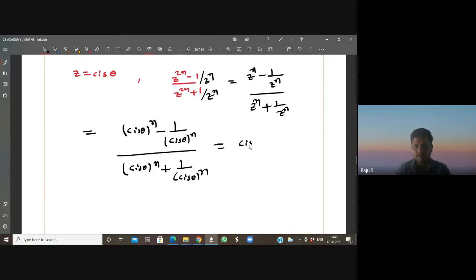Shall I write cis n theta minus cis minus n theta by, no, just now I have written the formula: 1 by cis theta can be written as minus cis theta. So otherwise, do one thing.